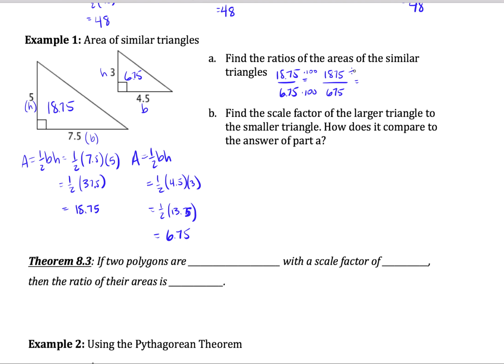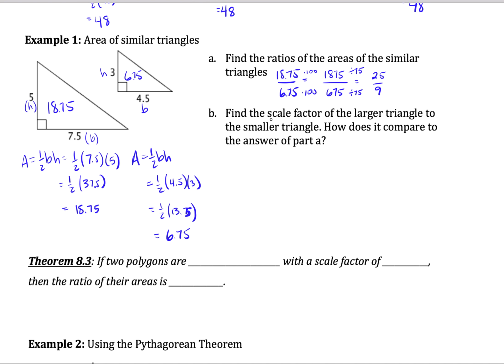Or you might notice that there's actually a common divisor here of 75. And either way, if I divide both of these by 75, or I ask my calculator to reduce this, I'm going to get 25 over 9. So 25 over 9 is my ratio for these areas.